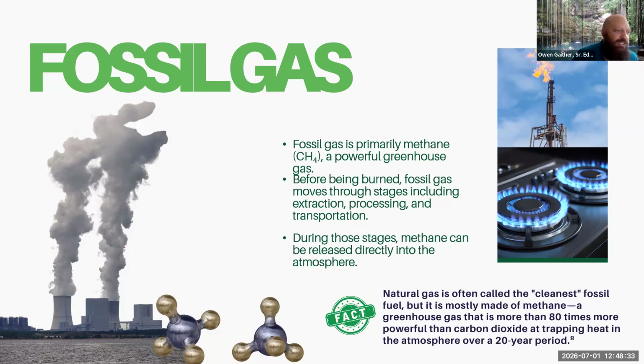During those stages, methane can be released directly into the atmosphere, can have pipe leaks, and so on and so forth. The sneaky part about natural gas, you can see this fact here, is that it's often called the cleanest fuel because you don't see the same smoke or the same grime as you do if you're burning coal or petroleum, right? But it's mostly made of methane, and methane is 80 times more powerful of a greenhouse gas than CO2 is. And so for each particle of methane that we can keep out of the atmosphere, it's like keeping 84 particles of CO2 out of the atmosphere.